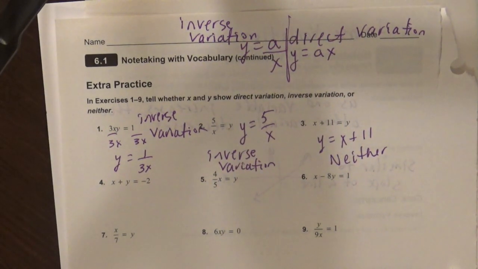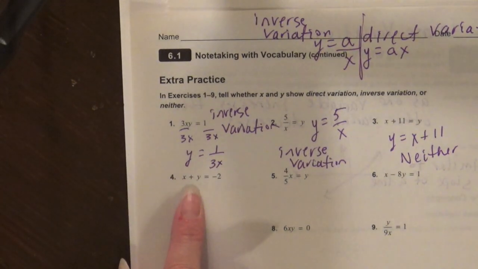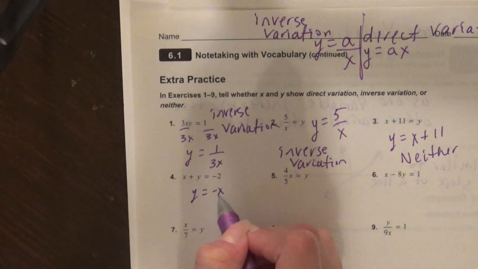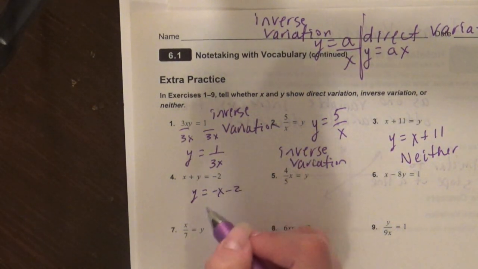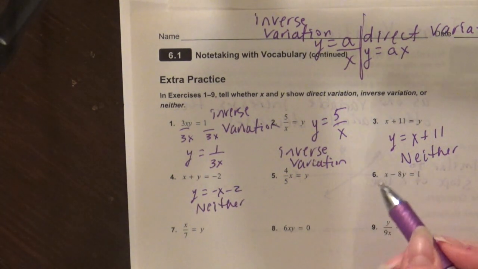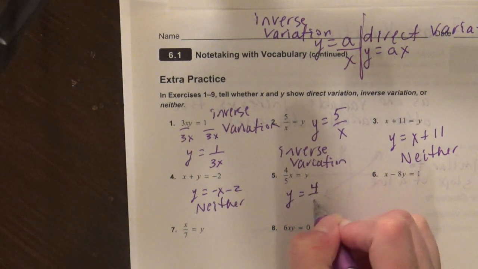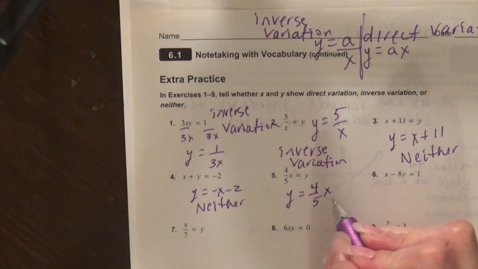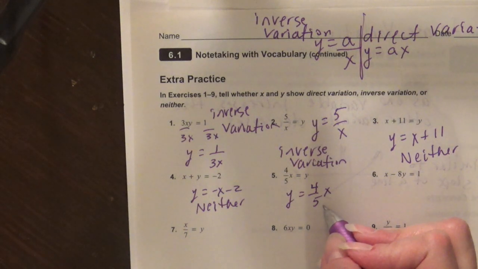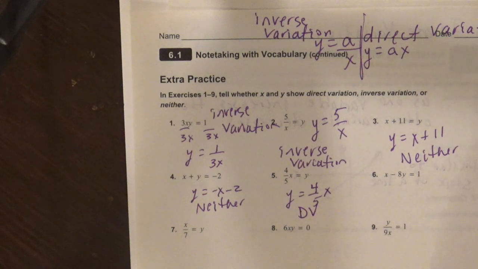Number 4. If I solve for y, subtract x on both sides. It gives me y equals negative x minus 2. Because of the extra term out here, this is neither. Number 5, y equals 4/5 x, so you can rewrite it the other way if you want to. Because x is being multiplied by the constant, x is not in the denominator. So this one would be direct variation. I'm just going to put dv.